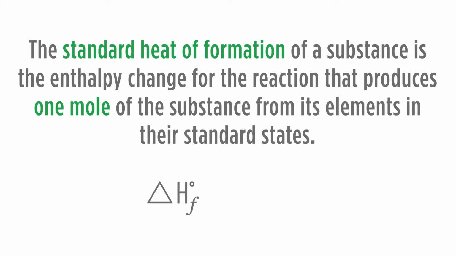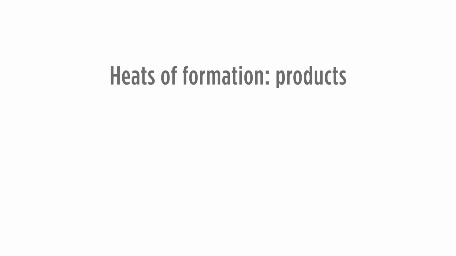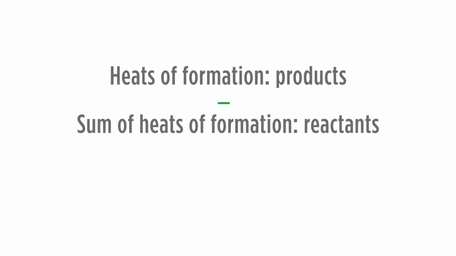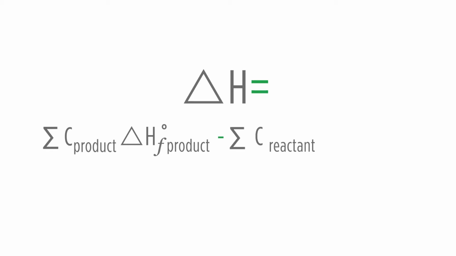The naught on the delta H F naught is for standard state. We can combine the heats of formation for the products minus the sum of the heats of formation for the reactants to come up with the enthalpy for a reaction. The equation: delta H equals the sum of the coefficients of the products times the heats of formation for the products, minus the sum of the stoichiometric coefficients of the reactants times the heat of formation for reactants.